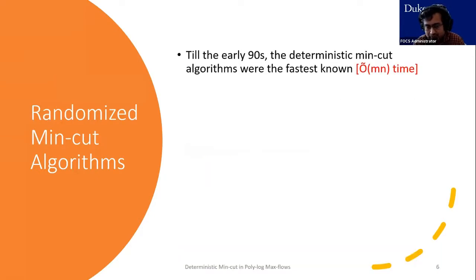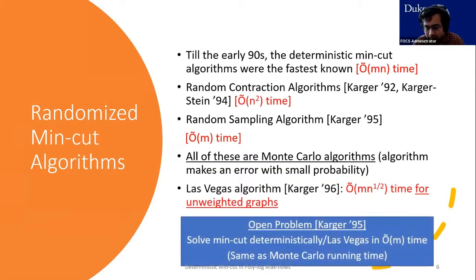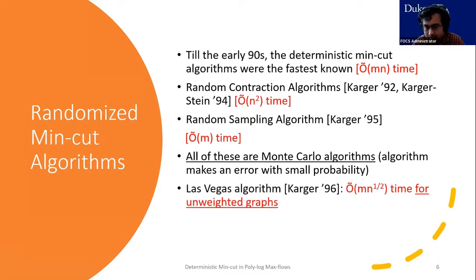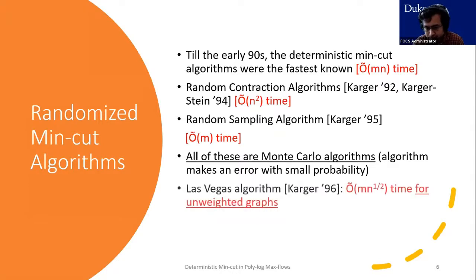Now this is the view for deterministic algorithms. Things moved faster for randomized algorithms, and there were several algorithms. Eventually, there was an algorithm in the mid-90s given by Karger that solves min cut in Monte Carlo m time. So it's a near-linear running time, m polylog n. All of these are Monte Carlo algorithms, which means that there's some probability that you are not going to get the right answer.